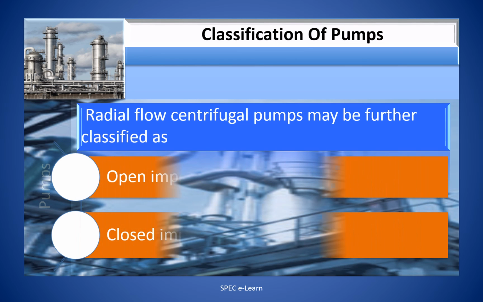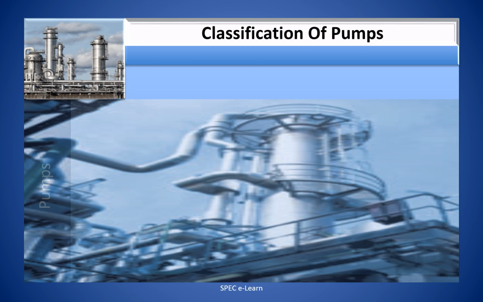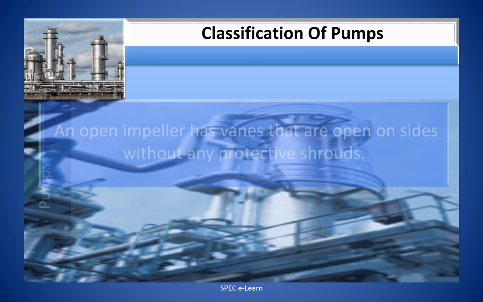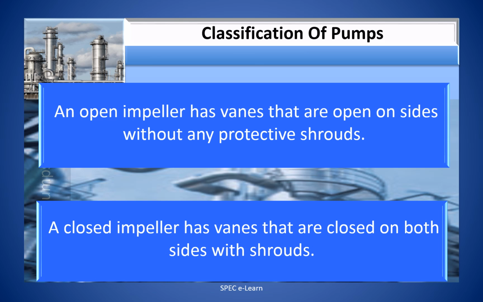Radial flow centrifugal pumps may be further classified as open impeller type and closed impeller type. Both these types are widely used in the industries. An open impeller has vanes that are open on sides without any protective shrouds. A closed impeller has vanes that are closed on both sides with shroud.